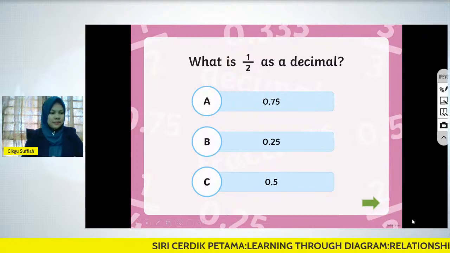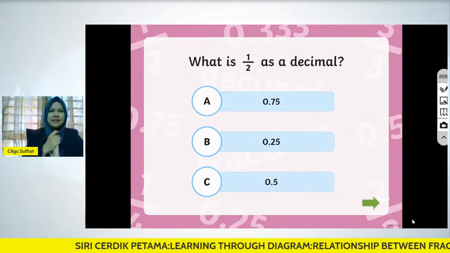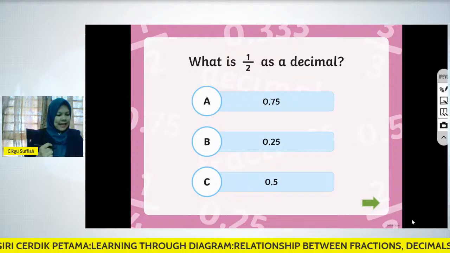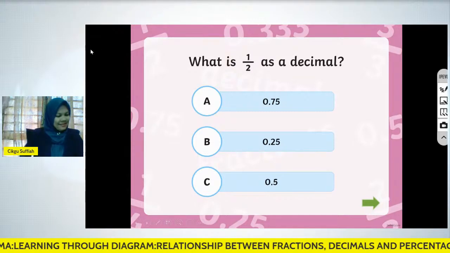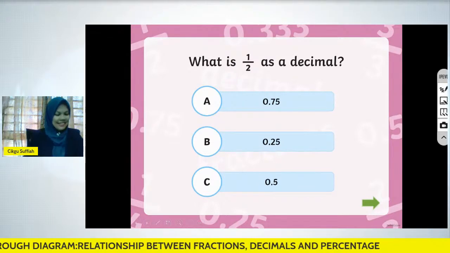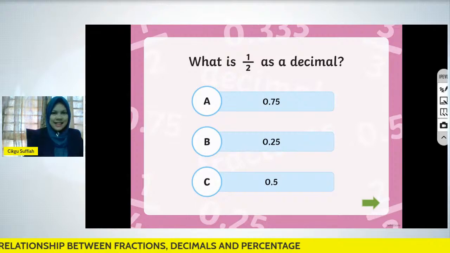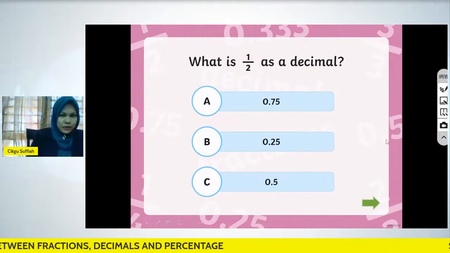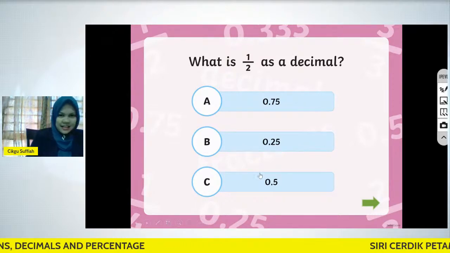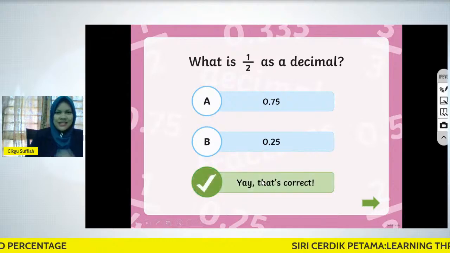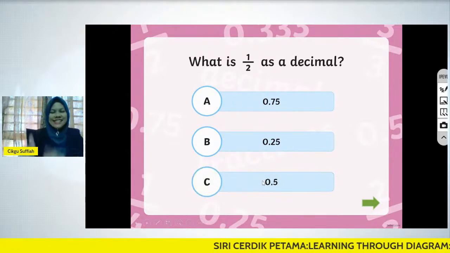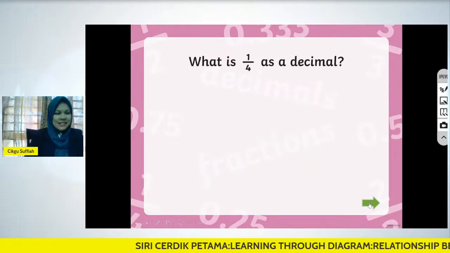Can you see the question? Now, let's do it together. What is 1 over 2 as a decimal? Very good. Okay, let's check. Is it 0.5? Is it C? Let's check. Very good. That's correct. Next.